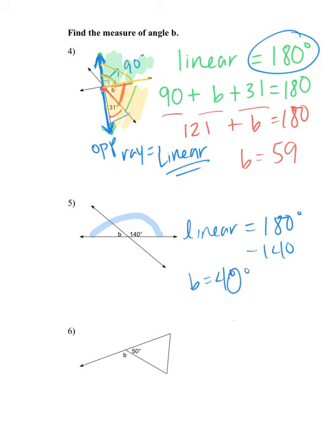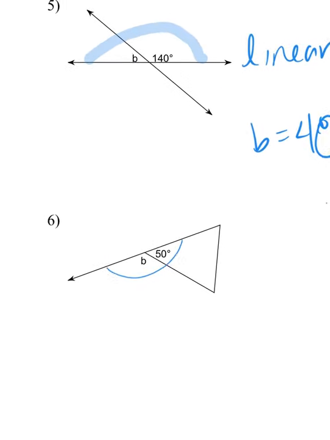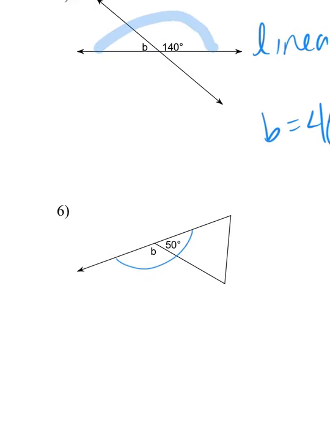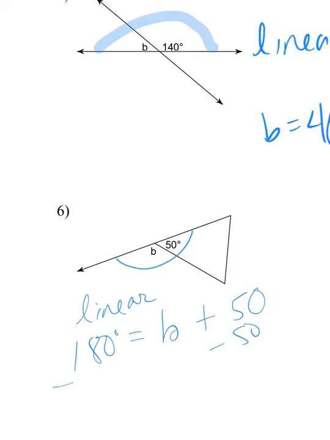Your turn. Take a little bit. Kayla, what do you think number 6 is? What kind of angles will those be? 180. So it's linear. I'm going to have 180 degrees. You want to set up your equation, you got b, 130. You subtract 50, yeah, 130.